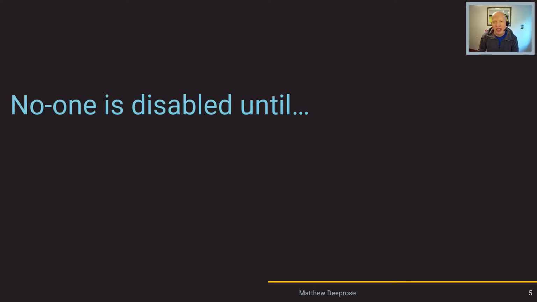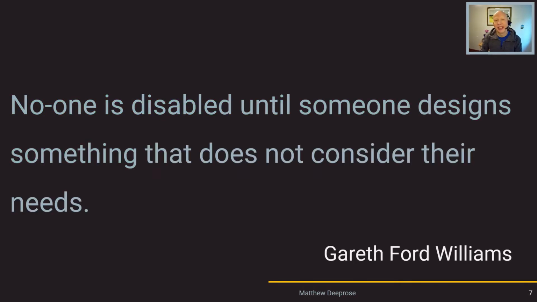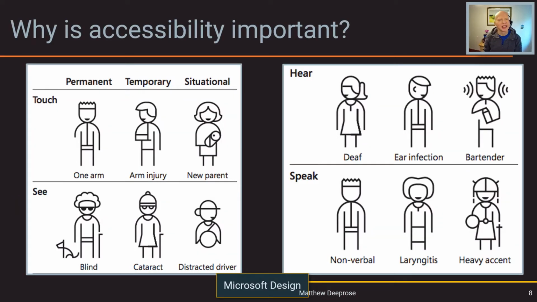Why is accessibility important? Well, I'll open with a quotation from Gareth Ford Williams. Gareth was the head of accessibility at the BBC. "No one is disabled until someone designs something that does not consider their needs." So keep this in mind whilst designing Power BI reports. How can we make sure we're not putting up barriers that prevent someone from getting the most out of our work? You might have seen this illustration from Microsoft Design before.